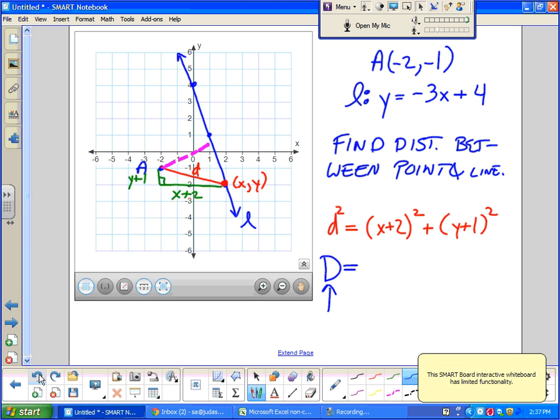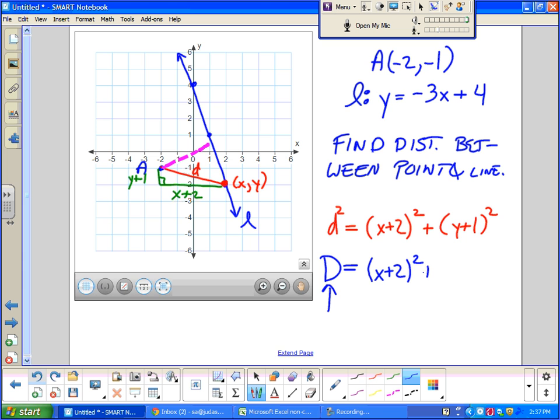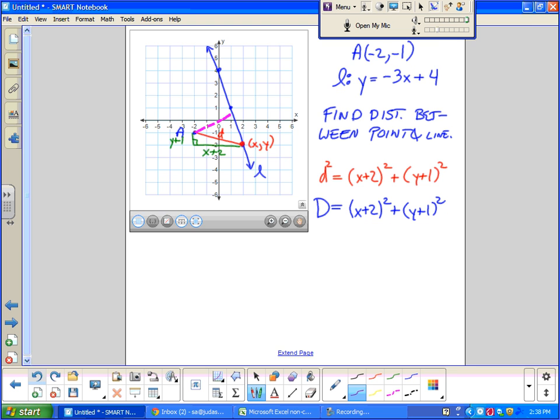So we're going to optimize, and I get x plus 2 squared plus y plus 1 squared. Anybody know the problem with my equation at the moment? More than one variable. Guys, I can't optimize 2 variables. I have x and y. I have to get rid of one this time. But I love doing distance of a point to a line because guess what? Right there is an equation. Y equals that. All right? So I'm going to replace y with negative 3x plus 4, and I'm going to do that in my equation.